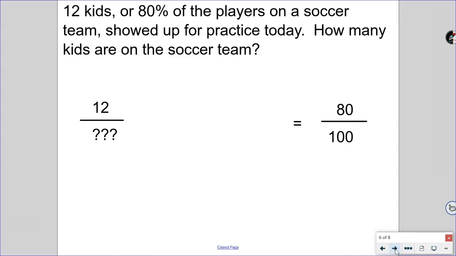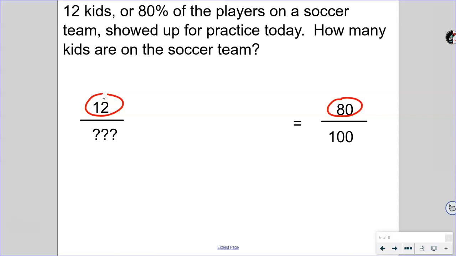All right, welcome back. So here's what I'm going to do, guys. Right now, I have 12 out of something is equal to 80 out of 100. And I want to find the relationship between 12 and 80, because right now, I can't find a relationship between an unknown denominator and 100. So I'm going to work left to right. I'm going to think about, how can I turn 12 into 80? And to me, that's actually not too tricky.